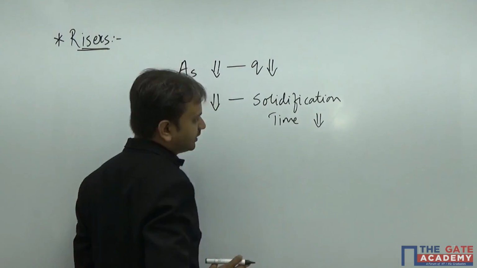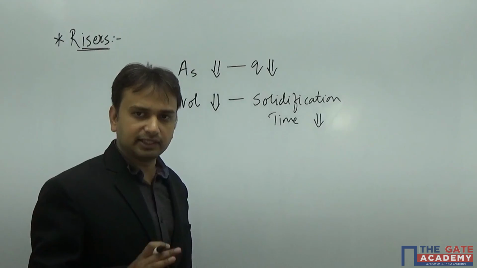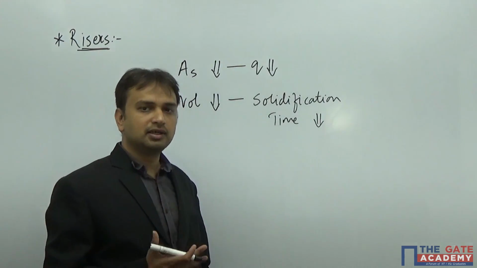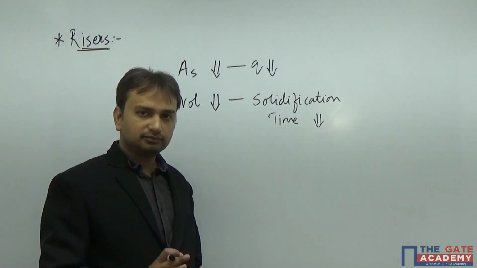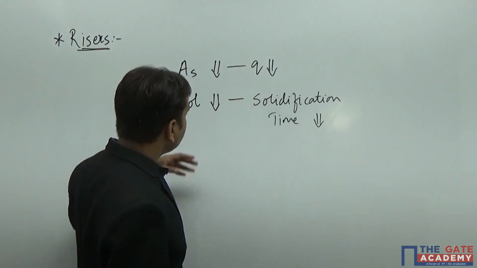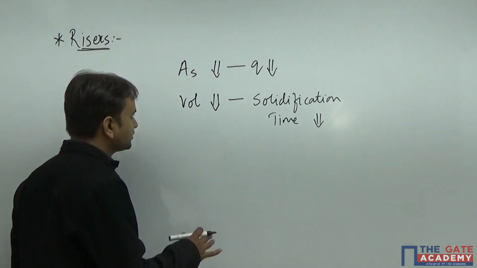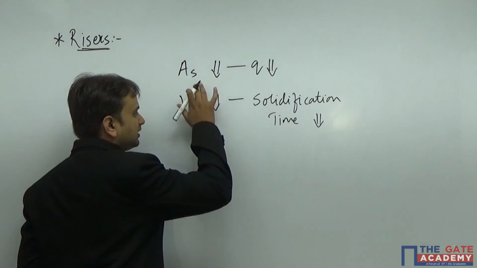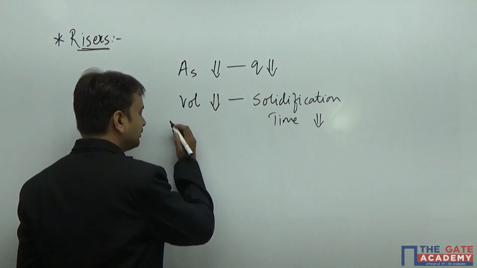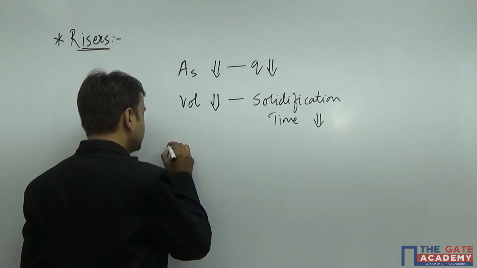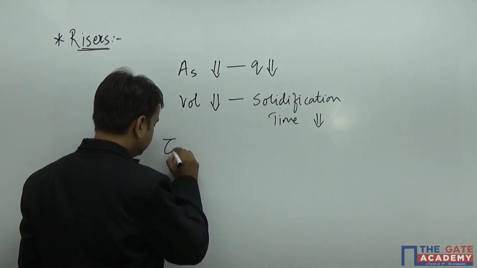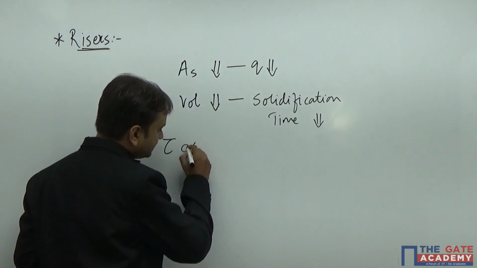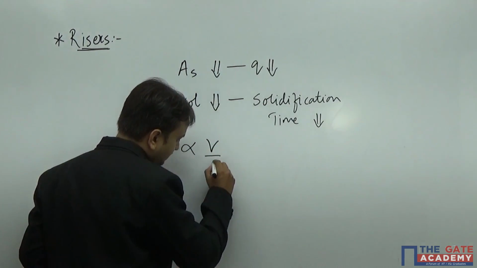Now, what is solidification time? It is the time taken to solidify, that's all. It is the time taken by the casting or by the riser or by anything to solidify. So what we have understood is that the solidification time depends upon two things, surface area and volume. Let me represent solidification time by tau, and it depends upon volume by surface area.